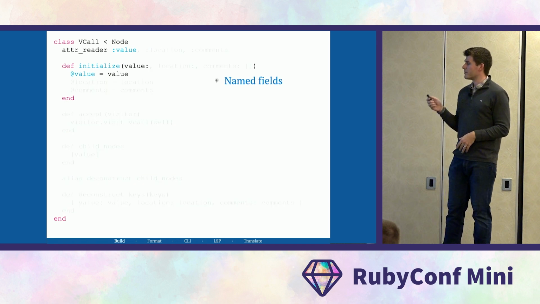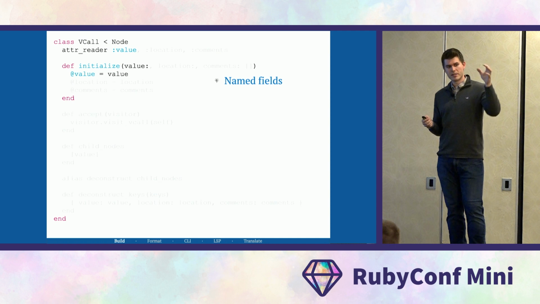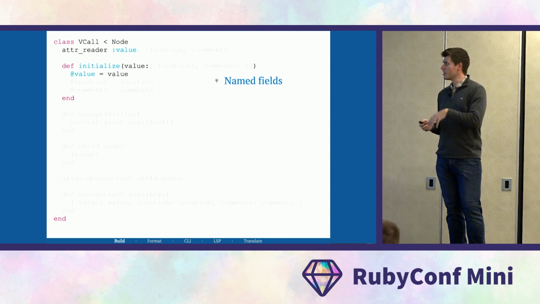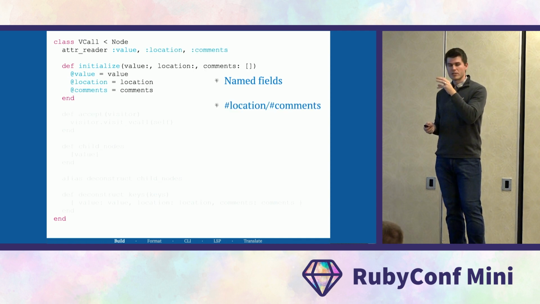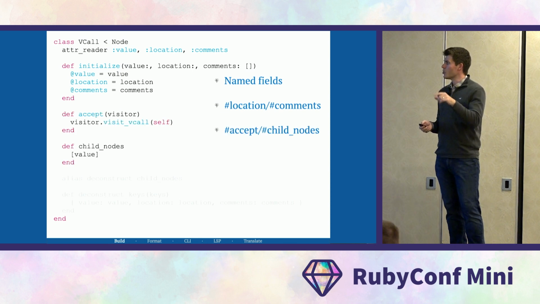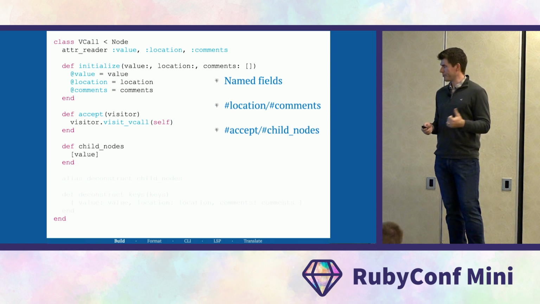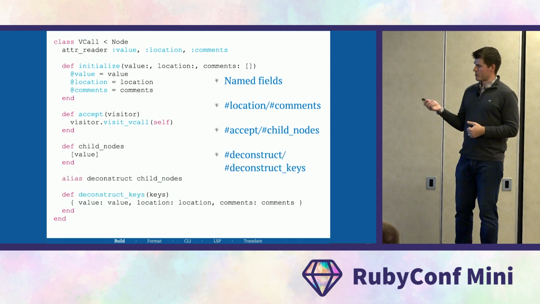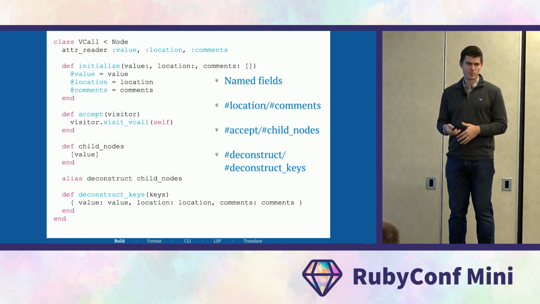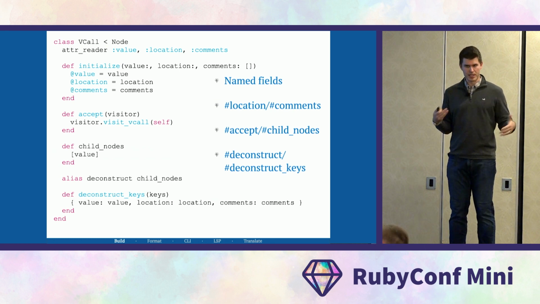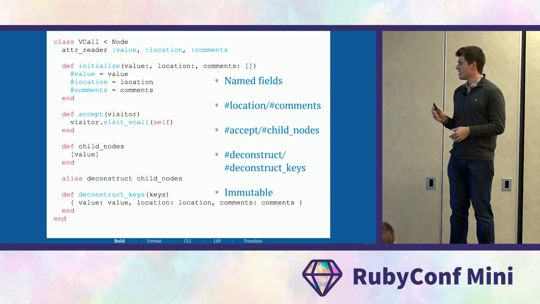You'll notice that we have named fields for every single value and sub-node in the tree. We provide the ability to look at the location, which is the source location of that node. We provide any comments that have been attached to the tree. I'll talk about that in a second. We provide the accept and child nodes methods, which are part of the visitor pattern that we described earlier. And finally, we provide deconstruct and deconstruct keys, which provide the Ruby 2.7 pattern matching, which is super nice and everyone should be using.